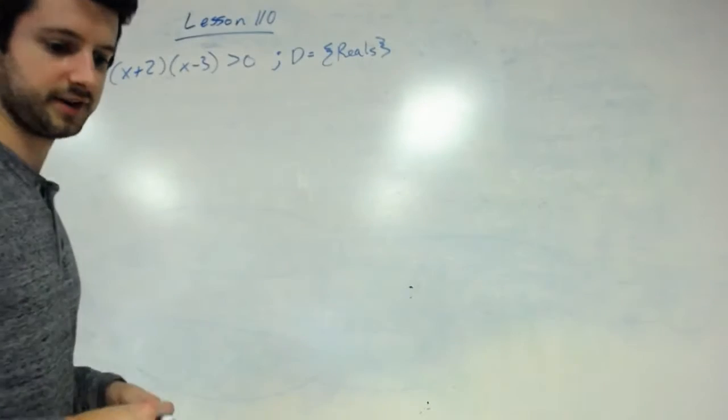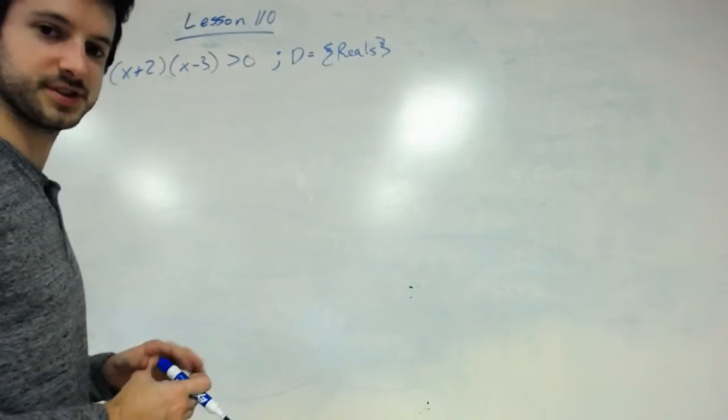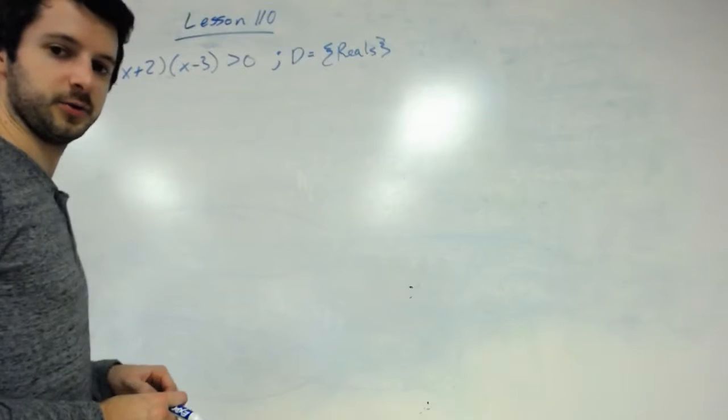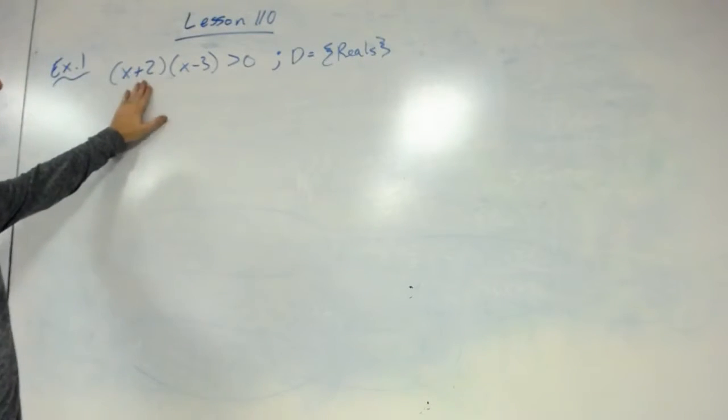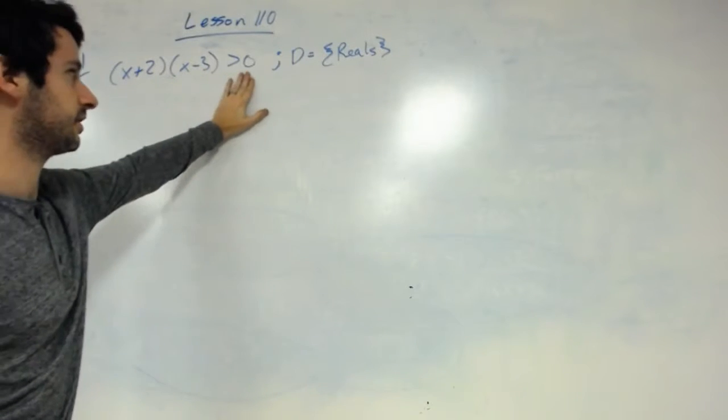We're going to look at graphing quadratic inequalities, specifically greater than inequalities. So let's have some fun in this one. If we're going to graph (x + 2)(x − 3) > 0, we'll get the domain later.